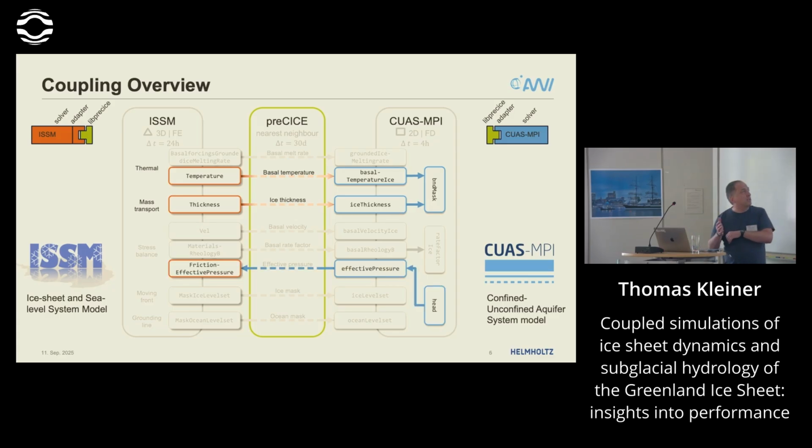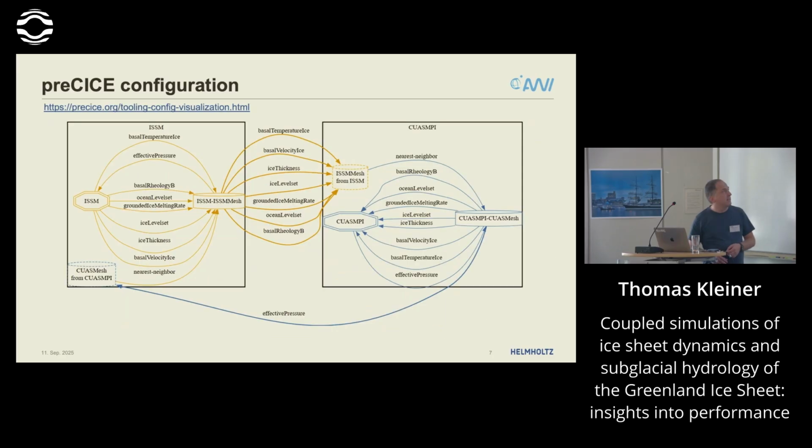And the only thing that goes back from the hydrology is the effective pressure. We solve for the hydraulic head, and this is proportional to the water pressure. With the geometry that we got from the ice sheet, we can compute the effective pressure, and this is finally the quantity that we need in the ice sheet model. And that's basically telling you the same story, but in the more common way in the preCICE community. We can discuss this later if you want.